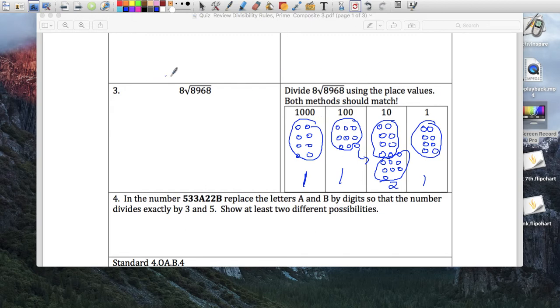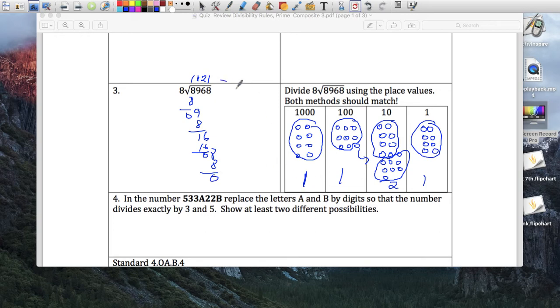Okay. So let's see. 8 goes into 8 one time. Bring the 9 down. One group of 8 in the hundreds. Subtract, 1 left over, bring the 6 down, 16. I got 16 tens, so I can make 2 groups of 8. And finally, I'll bring the 8 down, and I can obviously make one group of 8 ones. All right. Final answer, 1, 1, 2, 1.